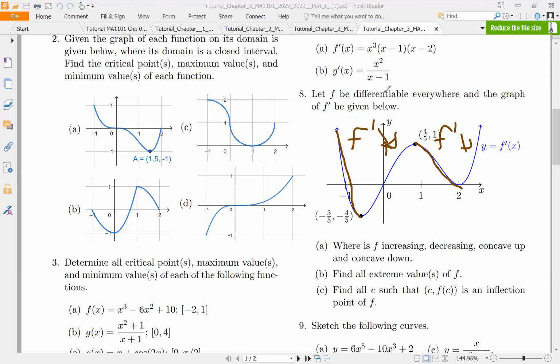So in this case, on the interval from minus infinity until minus 3 over 5, the function is concave down. Okay, so f is concave down on the interval (-∞, -3/5).